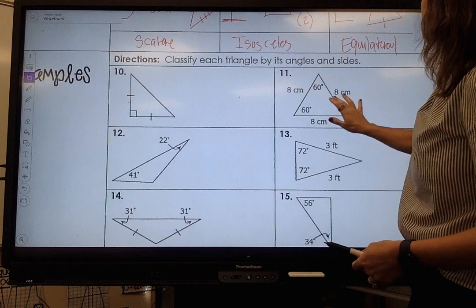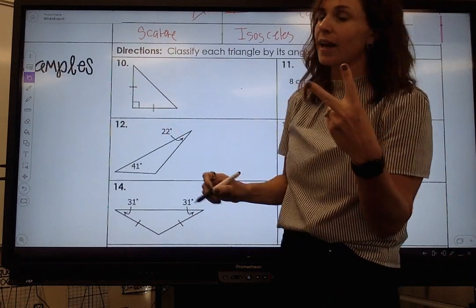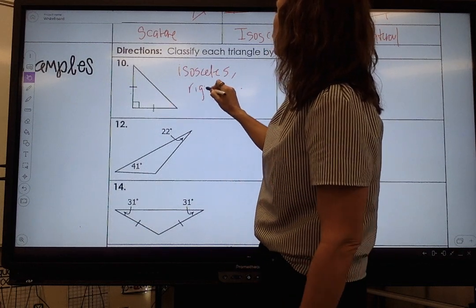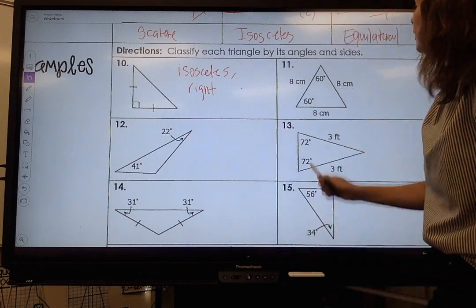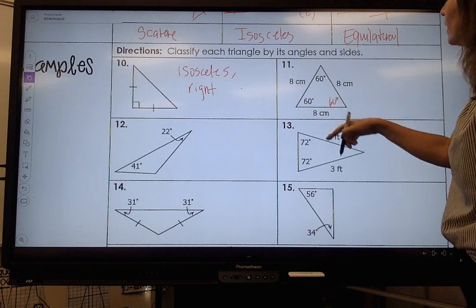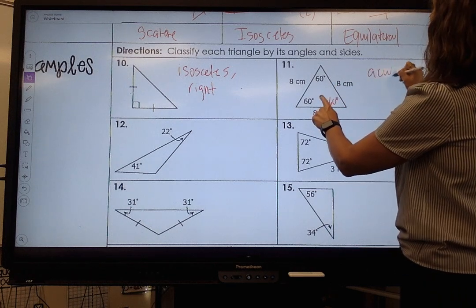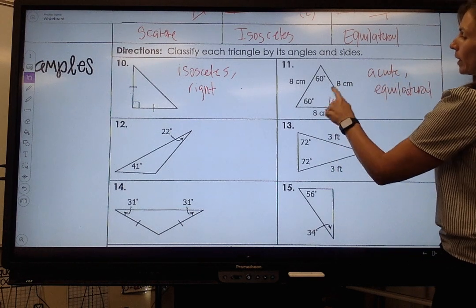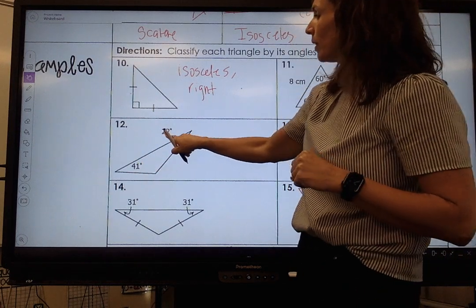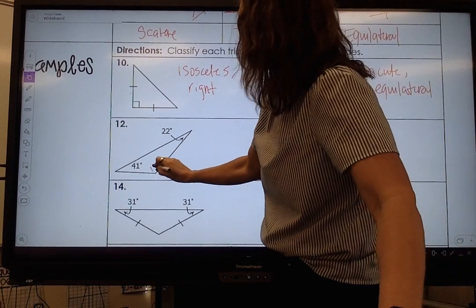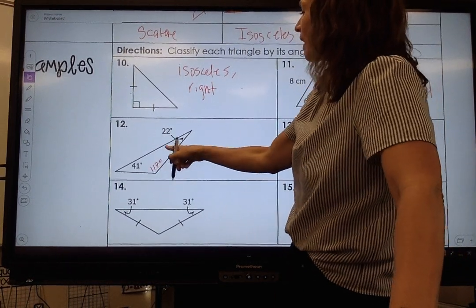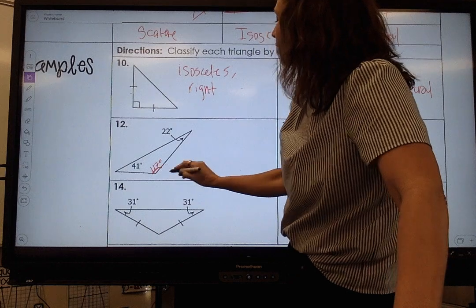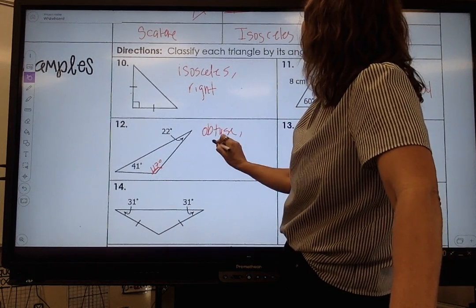So if you look at number 10, if I classify by its sides, two sides, I know it's isosceles, and I know it's a right triangle, so it's a right isosceles triangle. Number 11, these all add up to 60 degrees, so this is an acute, because they're all less than 90, equilateral, because they're all equal to each other. And this one, if this is 41 and this is 22, I first need to make sure this is 117 degrees. And so no sides are the same. There's no tick marks, and they're all different angle measurements. That one's greater than 90, so it is an obtuse scalene.